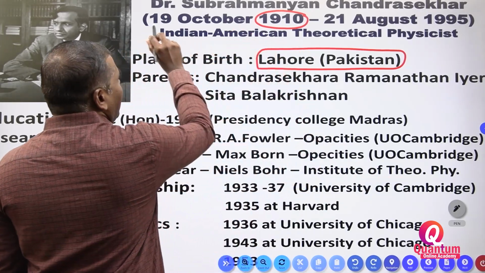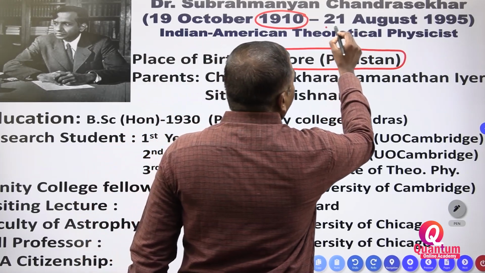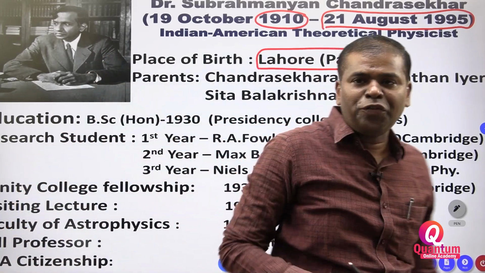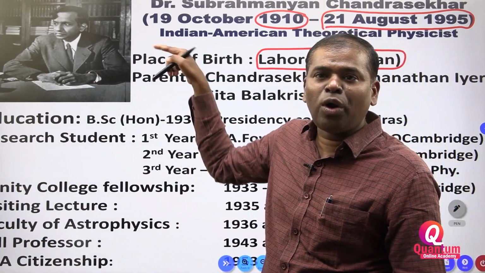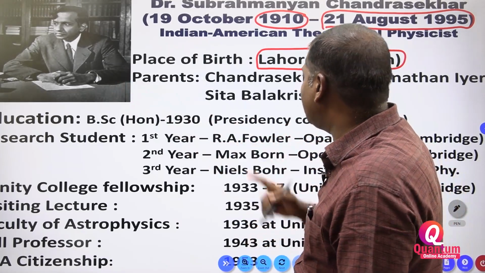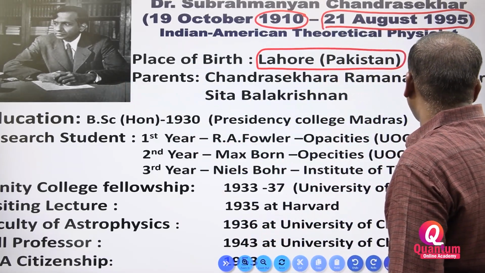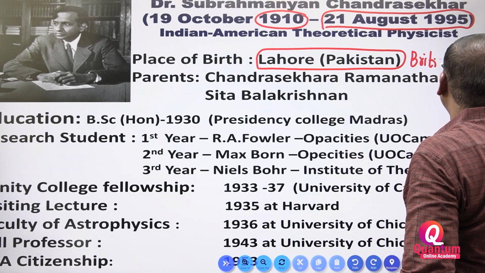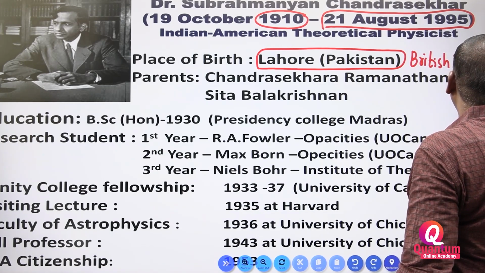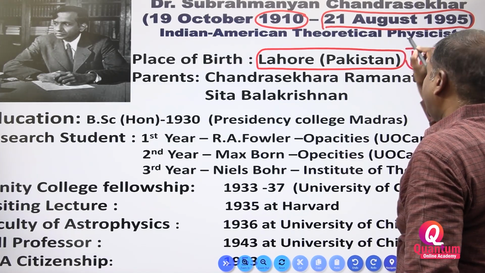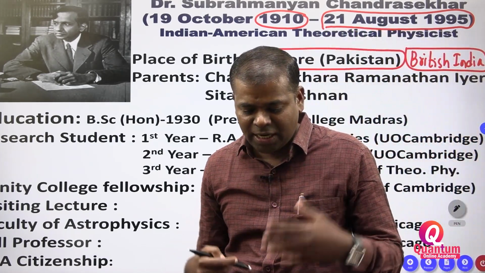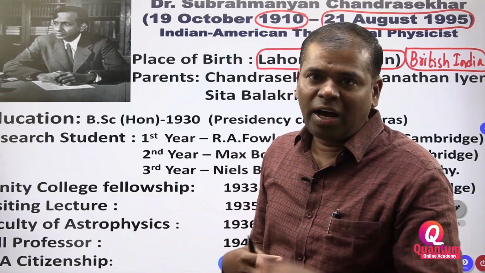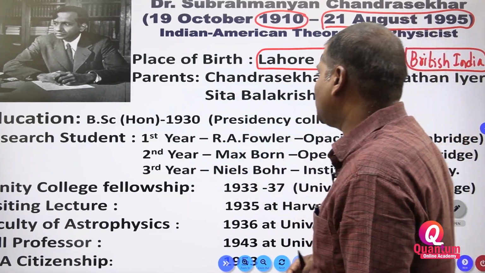He was born 19th October 1910 and died on 21st August 1995. He was the nephew of C.V. Raman, right? His place of birth is Lahore, British India. In 1910 we had not got independence. That time was a very crucial period, as the World Wars were about to start.